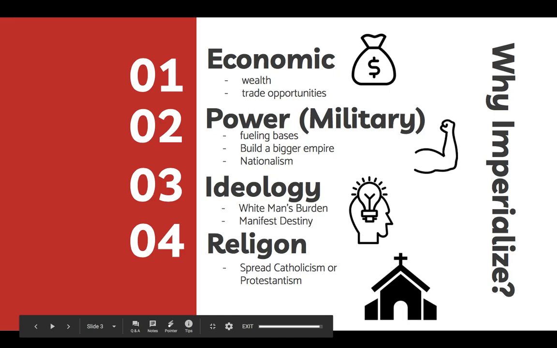So you can see there are 4 there: economic, power, ideology, and religion. The only one that's not on there from last year is exploratory. The United States wasn't a main reason why they imperialized, was for exploration. That was not a main reason. The 4 main reasons were economic and power, those are probably the top 2, then ideology, and then also religion.